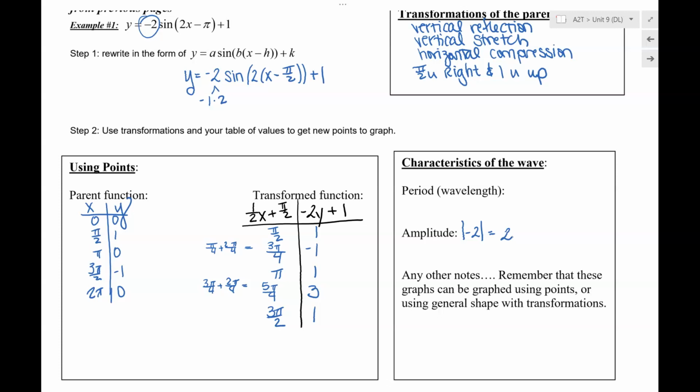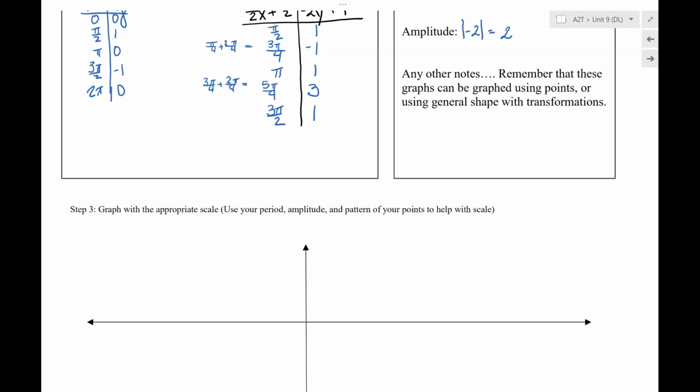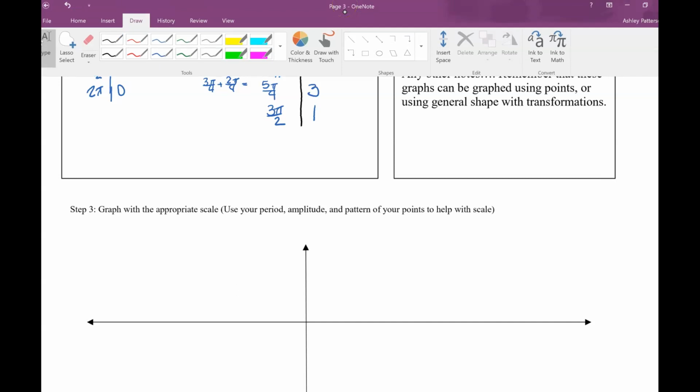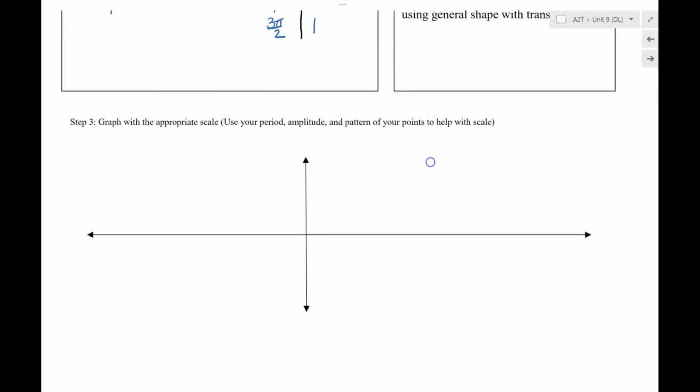Our wavelength, our period, because notice the sine function goes in waves. It's cyclical. It oscillates. All these fancy words. So it's going to be 2 pi divided by the absolute value of b, which is 2. So this is going to take pi radians to oscillate, to restart over. Okay, so when we're graphing, it says graph with the appropriate scale. Use your period, amplitude, and pattern of your points to help with the scale. I know that it's going to take pi radians to start over. So I always go out for tick marks.